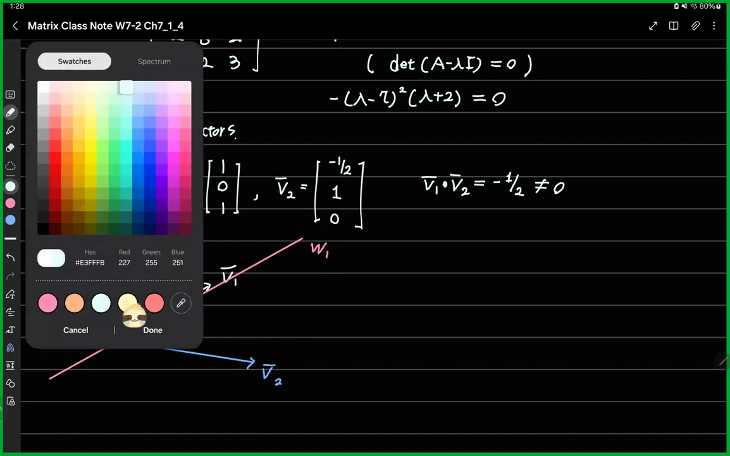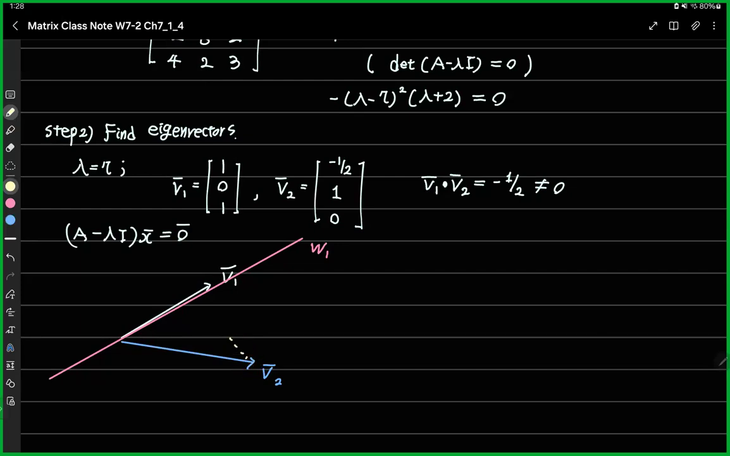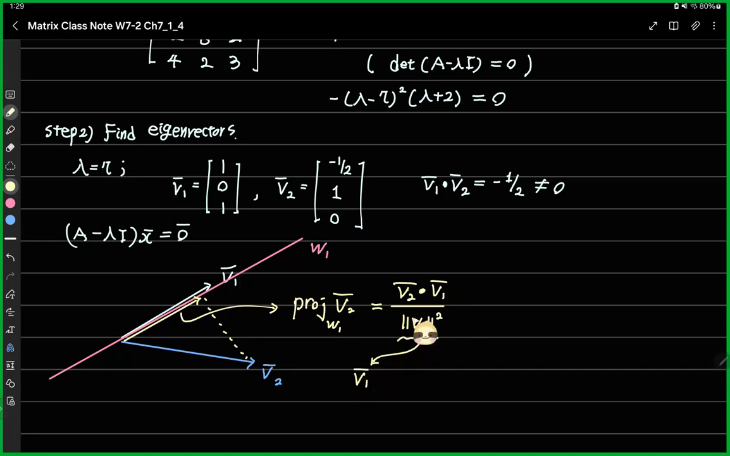Let me use another color. This is better. This one is going to be the projection of V2 onto the subspace W1. This is the dot product of V2 and V1 over the norm of V1 squared, which is V1 dot V1, and then times V1.